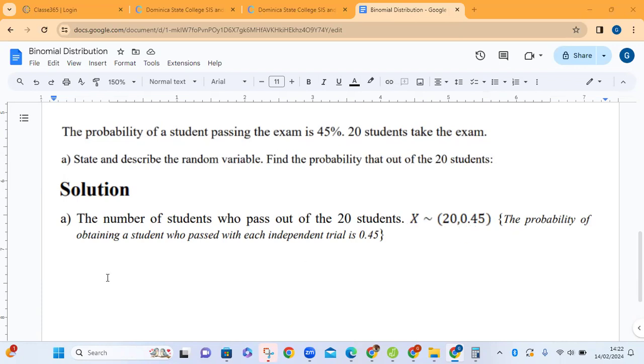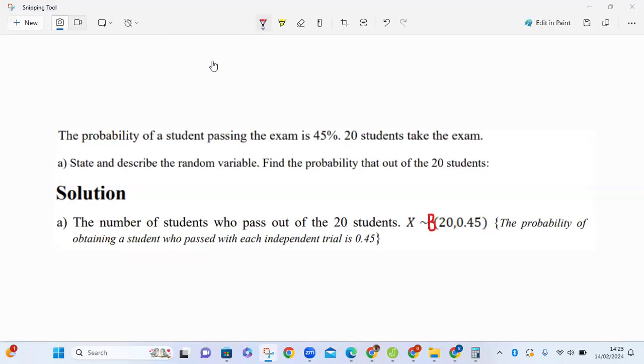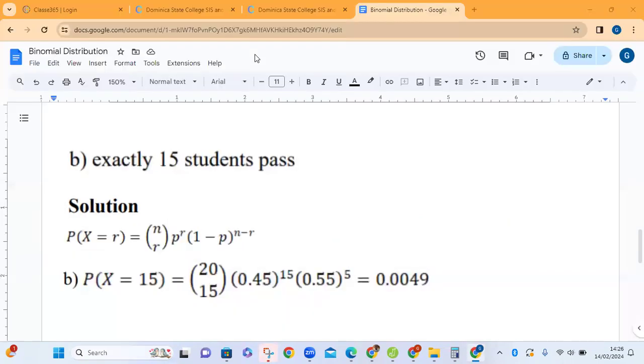The probability of obtaining a student who passed in each independent trial is 0.45. So this has a little error, missing the capital B for binomial distribution. Here it has been inserted, B for binomial distribution. Part B now is asking, what is the probability that out of the 20, exactly 15 students pass? So r now would be 15 and n keeps on being 20.